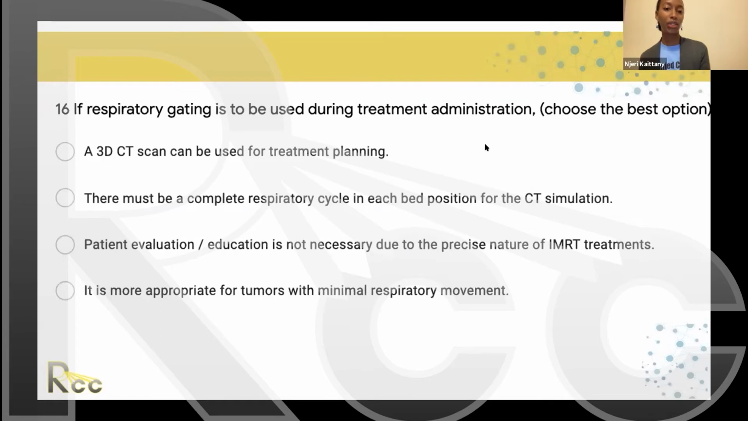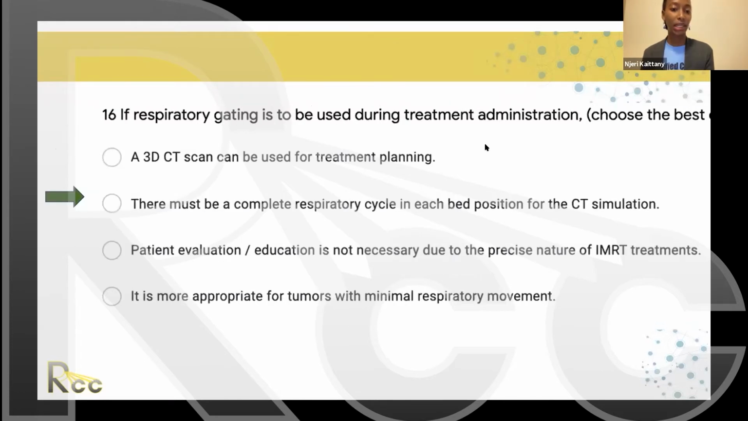If respiratory gating is to be used during treatment administration, choose the best option. A 3D CT scan can be used for treatment planning. There must be a complete respiratory cycle in each bed position of the CT simulation. Patient education is not necessary due to the precise nature of IMRT treatments. It is more appropriate for tumors with minimal respiratory movement. Again, I'll give you a second there. Okay, so the answer. And correct.